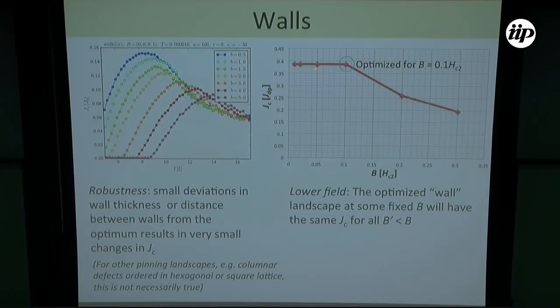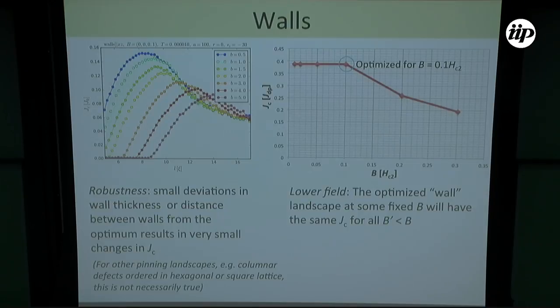The other thing is, if we optimize the superconductor for a given field, then for a smaller field we will get approximately the same critical current, which means that optimizing the landscape for some given field, we automatically optimize it for smaller fields. This is also a coincidence, by the way. It's not true for other inclusions, or rather for most but not all of the inclusions.